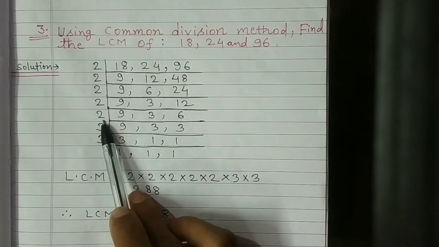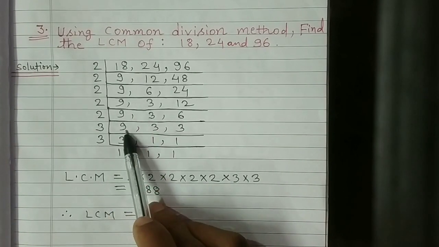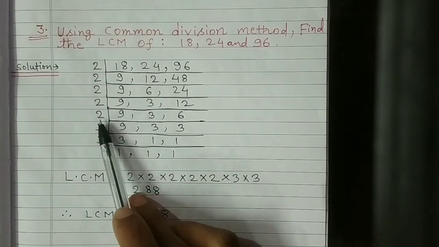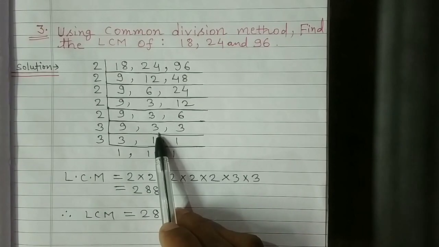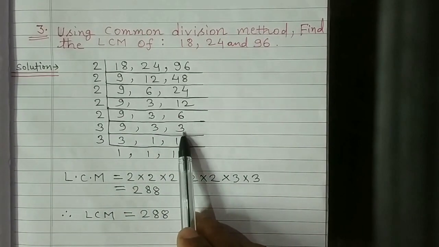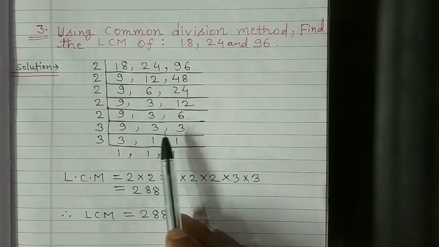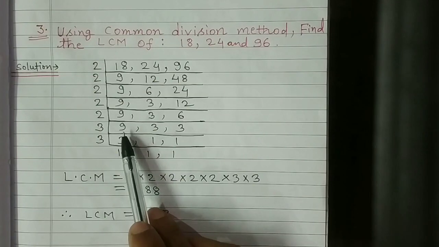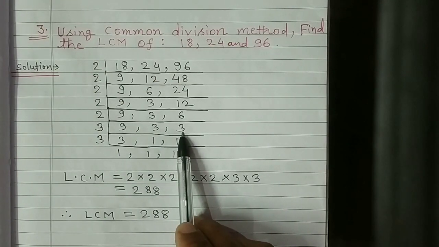Now again we are going to check with the same prime number. This 2 will not divide 9 completely, so I have written the same here. And this 2 will not divide 3, so the same I have written here. This 2 will divide 6 and the quotient will be 3. Now the first prime number will not divide any of these numbers.